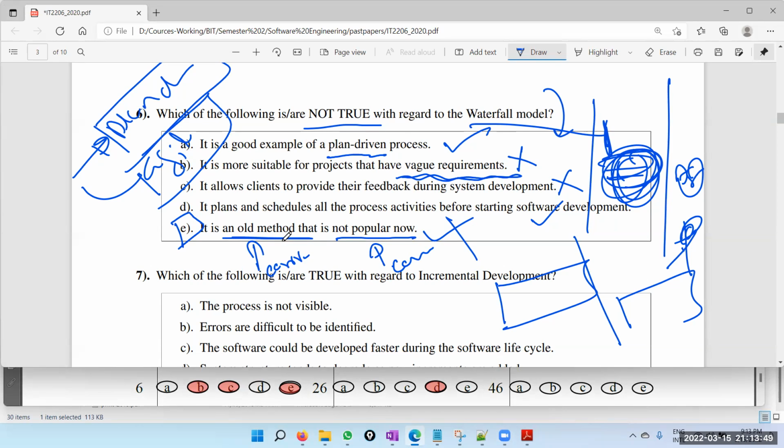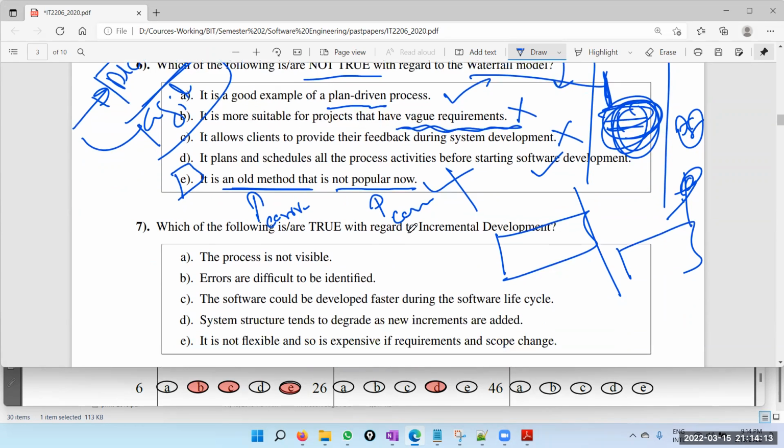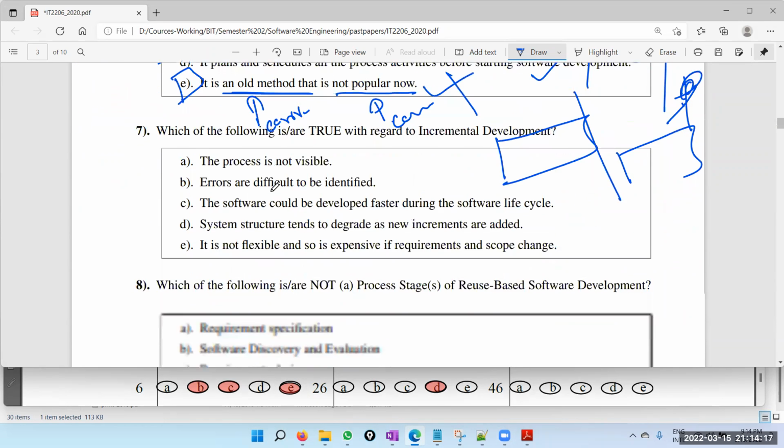Old method is correct. Not popular now is also correct. It is an old method and it is not popular. What they ask is not true, but this is true. So therefore, E can't be answered. That is my argument. E cannot be answered because this is correct. It is an old method and it is not popular. But your examiner says it is wrong. So that is my concern.